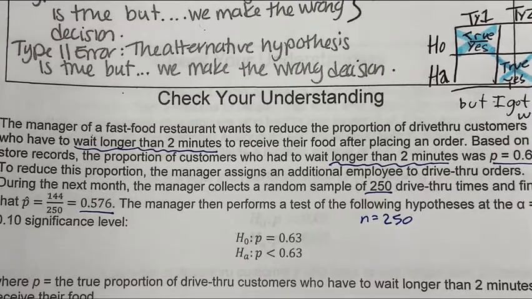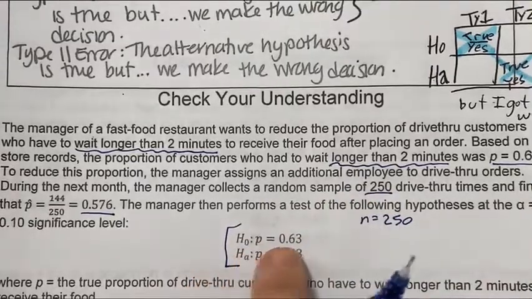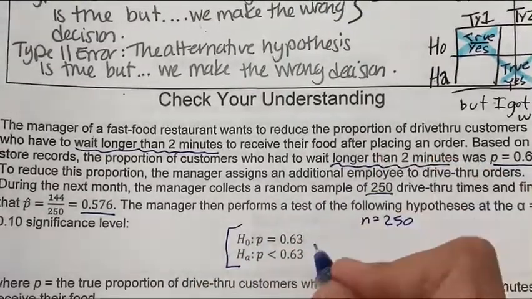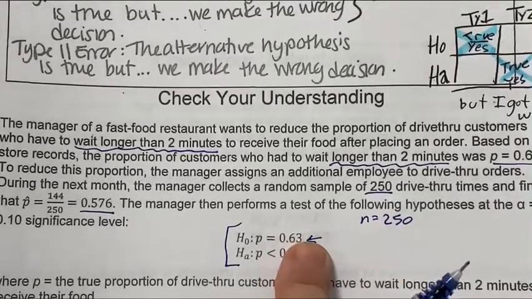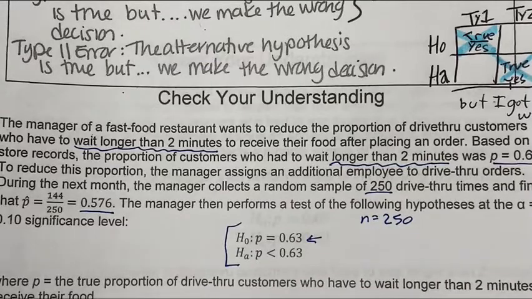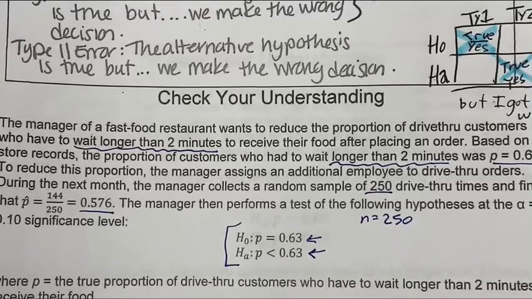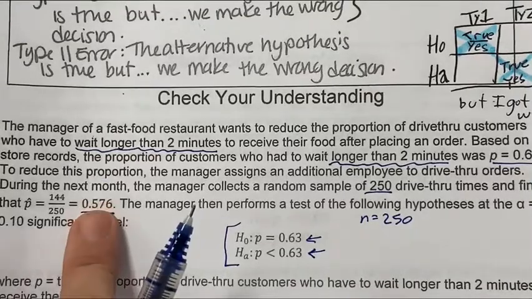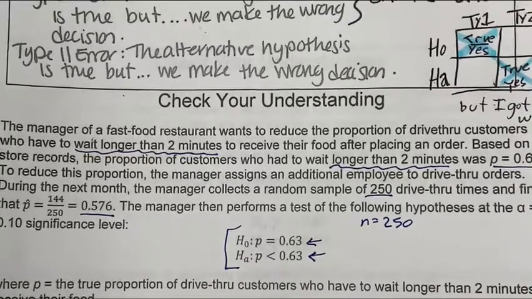So let's think about, what does this mean? Okay, so the accepted truth is that the proportion is 0.63. So out of 100 cars, 63 should have to wait longer than 2 minutes. We have evidence that it's something shorter than that, okay? Right, because that's something less than that. Okay, so let's piece this together.